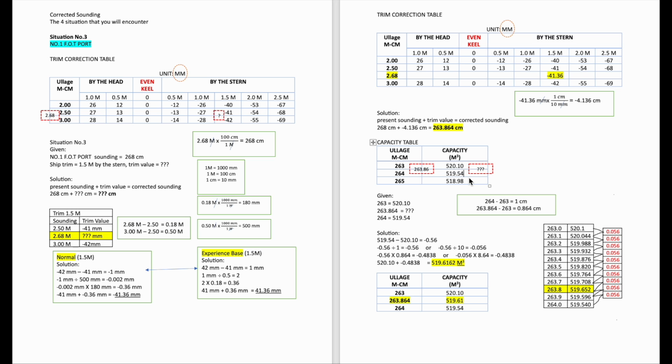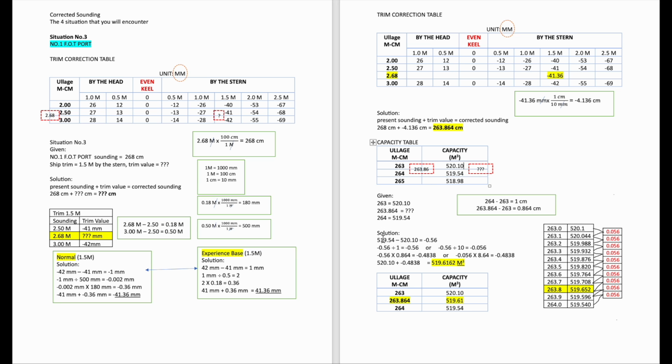So that we can get the value on 263.864, same as what we did here, you need to take the difference of the two. So 264 minus 263, the difference is 1 centimeter. Then 263.864 minus 263, so we have the difference of 0.864 centimeter. So same as what we did here: minus, divide, times, plus. So always take note of that formula. So minus, divide, times, plus 519.54. Then minus to 520.1.